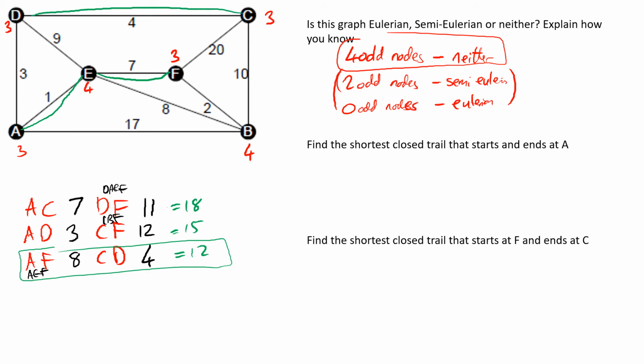It says to find the shortest closed trail that starts and ends at A. So it's not actually asking for the weight of it. It means we actually have to figure out what it is. So we're going to write it down as a sort of combo. We're going to start at A. We're going to end at A. Let's go through what we could maybe do.